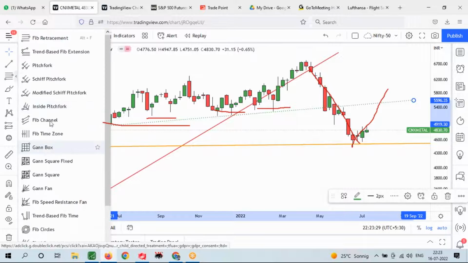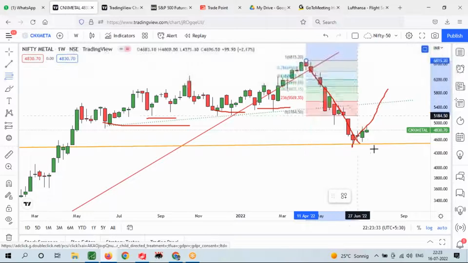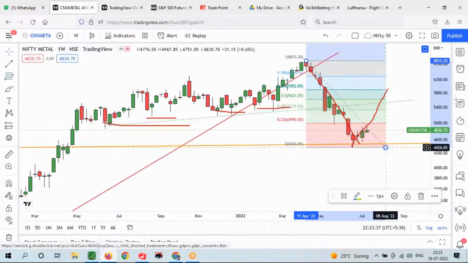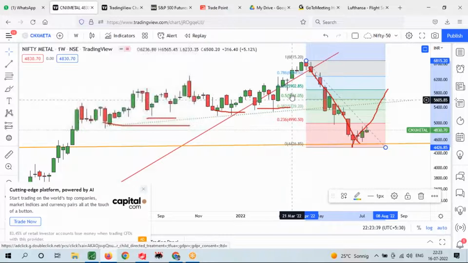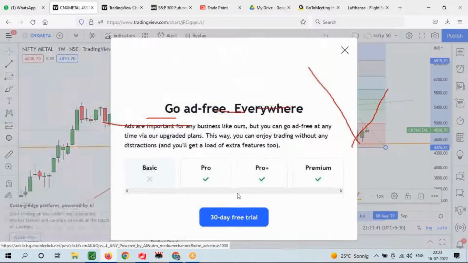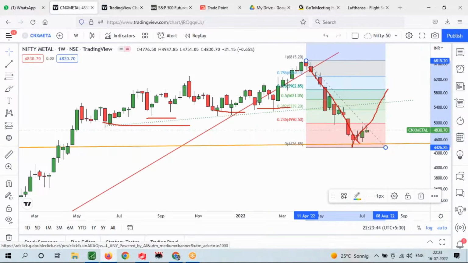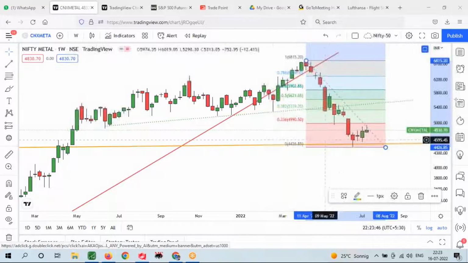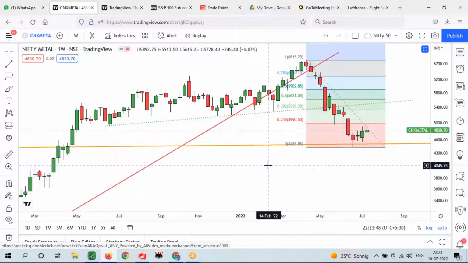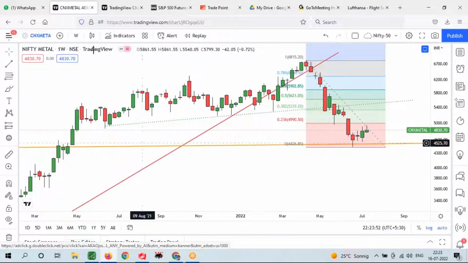Okay, so where the 50-60% retracements are there? Let's see. The 50% is 5600 and 61 is 5900. So these levels are possible. Okay, but as I said, I am not so bullish on this index. This can be just a bounce back trade. Okay, it can take a lot of time to come back again. Okay, because it has broken important supports in faster time.